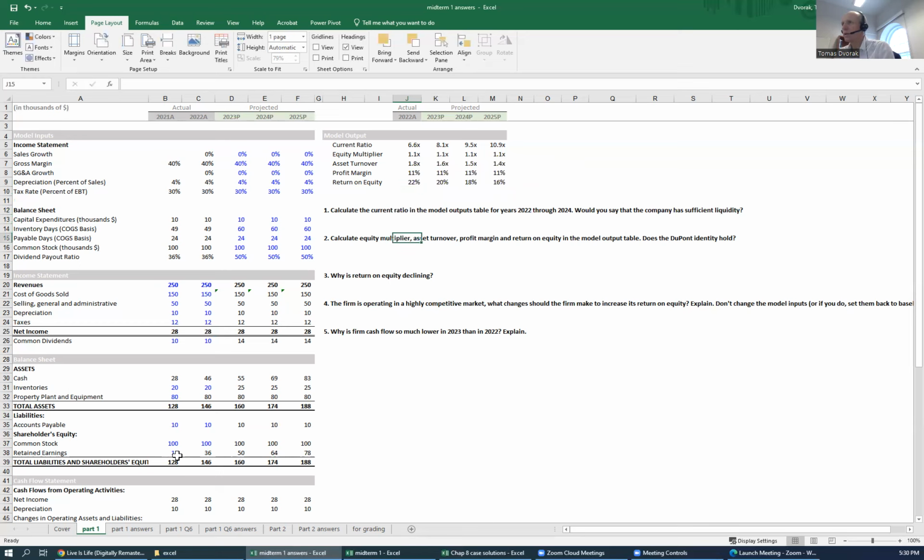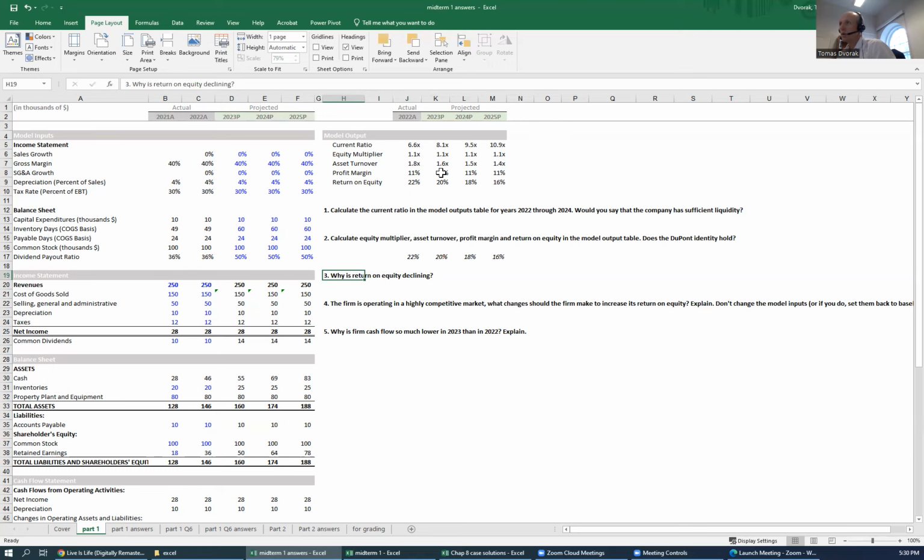Let's check that the DuPont identity holds. Let's actually do that down here. That would be the product of equity multiplier, asset turnover, and profit margin should add up to the return on equity, and it does. Fantastic. Why is the return on equity declining? So because we have all the components of the DuPont identity, we can actually identify what is the source of the decline in the return on equity.